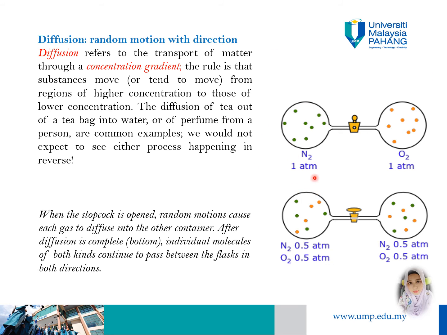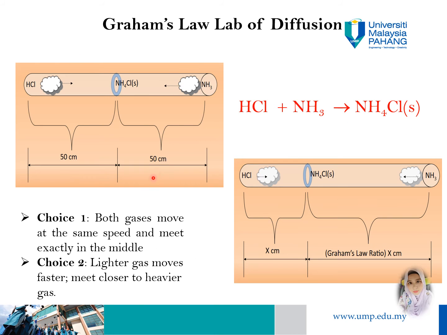From the figure, when the stopcock is opened, the random motion causes each gas to diffuse into the other container. And after the diffusion is complete, the individual molecules of both kinds of gas will continue to pass between the flasks in both directions, so that the concentration of both gases, which are nitrogen and oxygen, is similar in both flasks. Graham's law of diffusion.